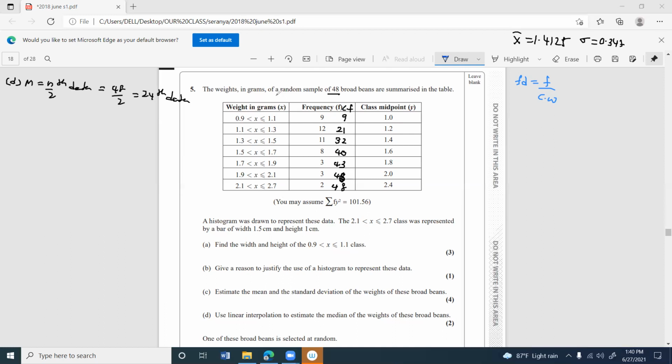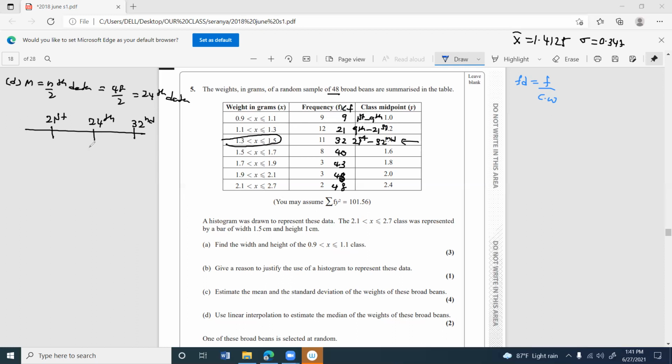Now we need to understand what this 9 stands for. 9 stands for the first to the 9th information being in this category. This 21 stands for the 9th to the 21st information being in this category. This 32 represents the 21st to the 32nd information being in this category. That's a key thing to understand. Therefore, the 24th falls into this category. Then we use the linear interpolation method. The 24th data is in between the 21st and the 32nd.